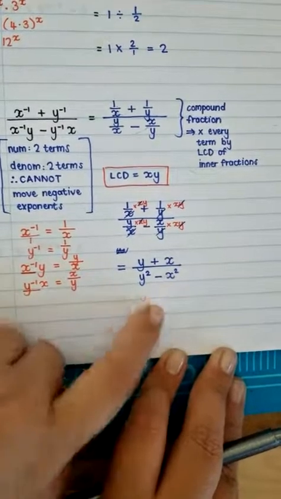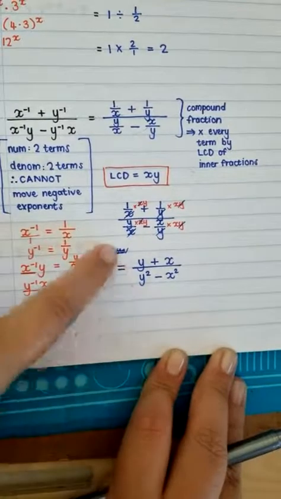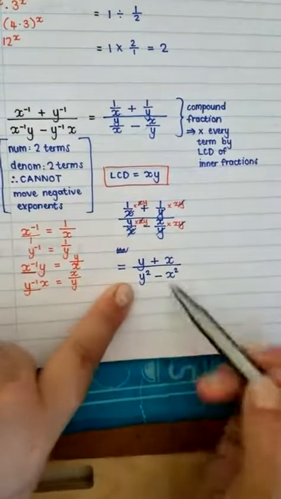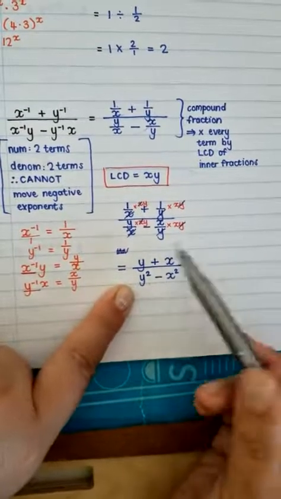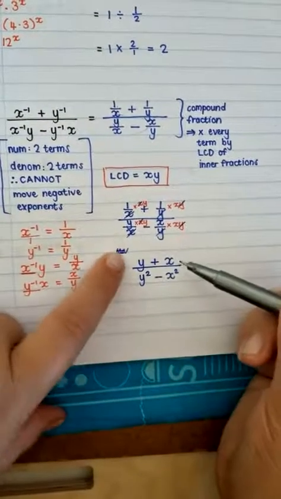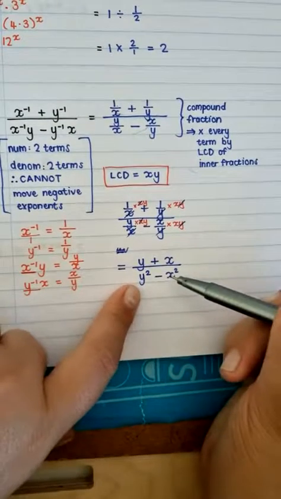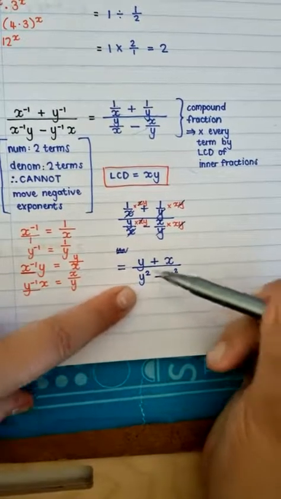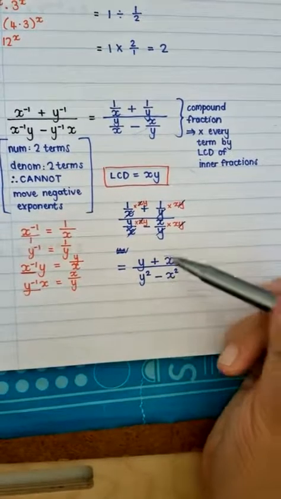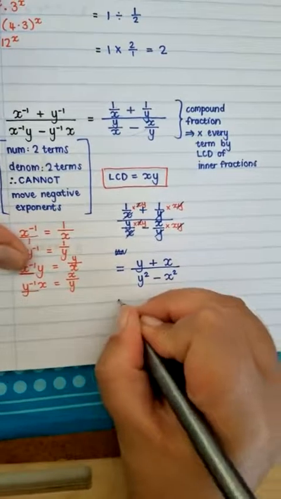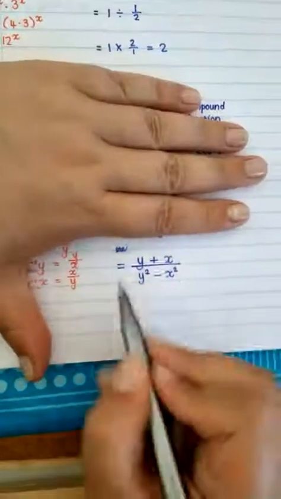All right. Now from here, we still need to simplify this. Guys, we still have 2 terms and 2 terms, so I can't just cancel out. Now I'm hoping that this looks kind of familiar to you. At the top we have a y plus x. At the bottom we have y squared minus x squared. Now this is actually a difference of 2 squares. This is going back into factorizing. This is a question that you could have gotten even in grade 9.